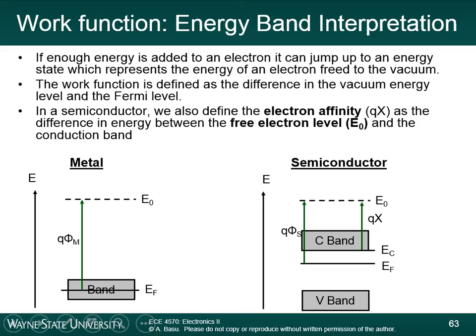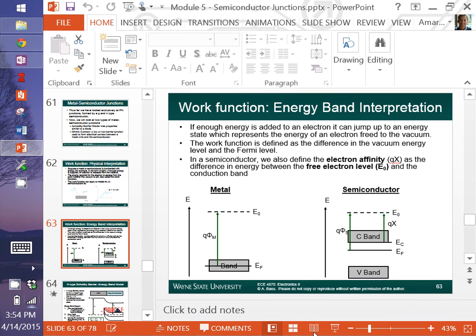Most of the electrons are right below the Fermi level. Remember that below the Fermi level this band is full. Above the Fermi level this band is mostly empty. So most of the electrons are just below the Fermi level within this band. If an electron attains enough energy, if it attains an energy equal to phi m, I'm sorry, it should be just phi m. Let me fix that.